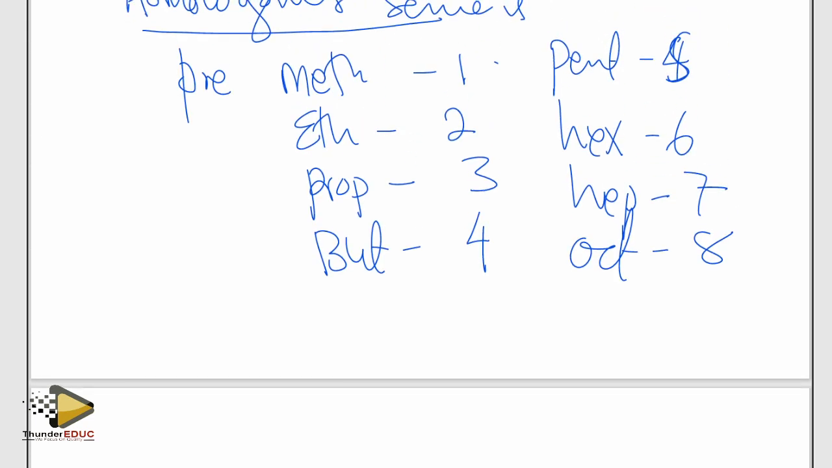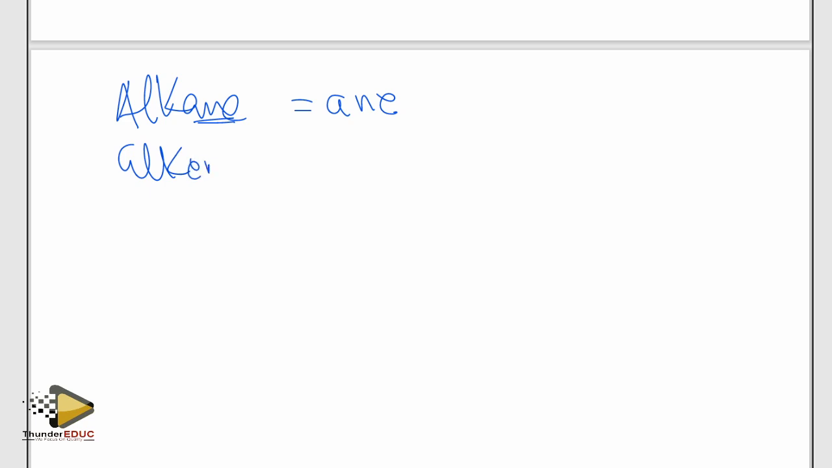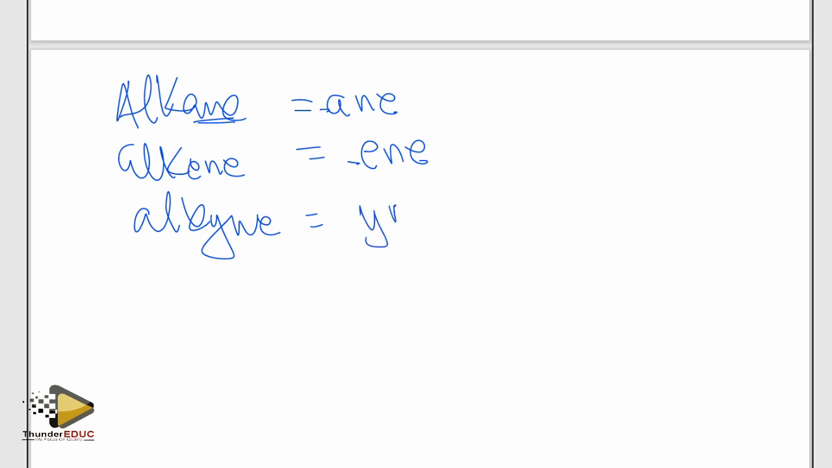Once you understand that, let's go to how we deal with the suffix. The suffix depends on the homologous series. Once you know the suffix and the prefix, you are able to write the name. For example, the alkane's suffix is ane. Alkene, its suffix is ene. And alkynes, its suffix is yne.